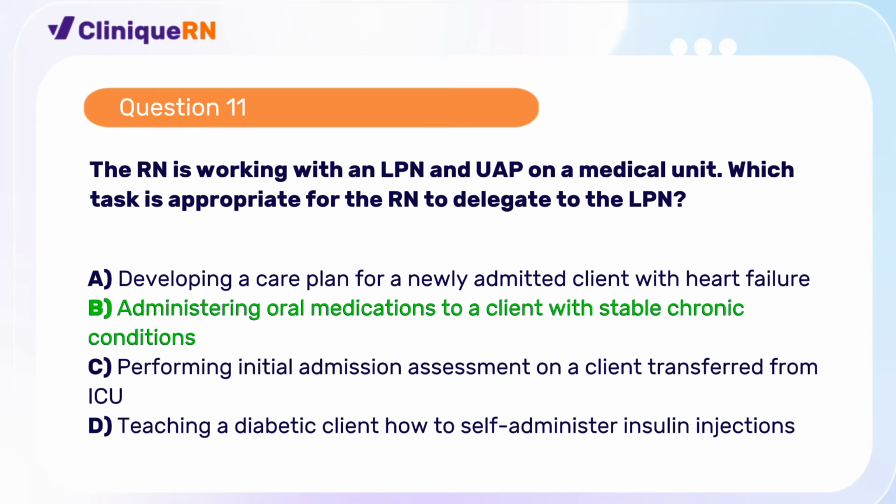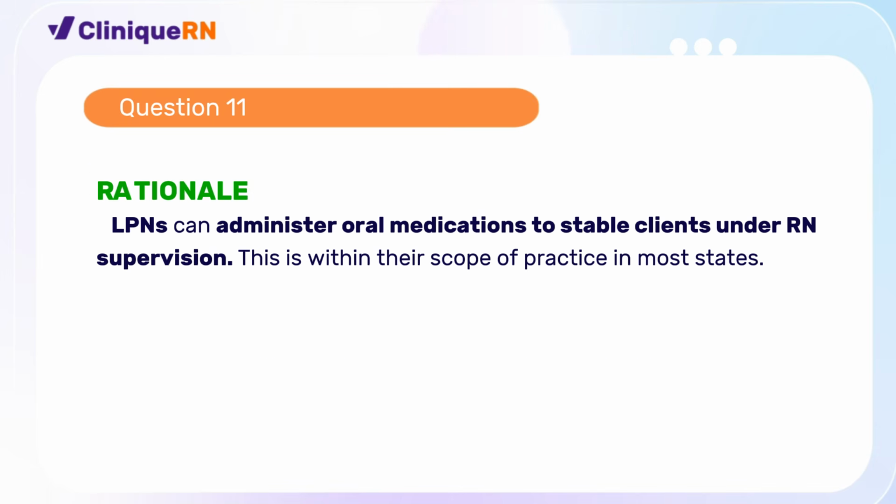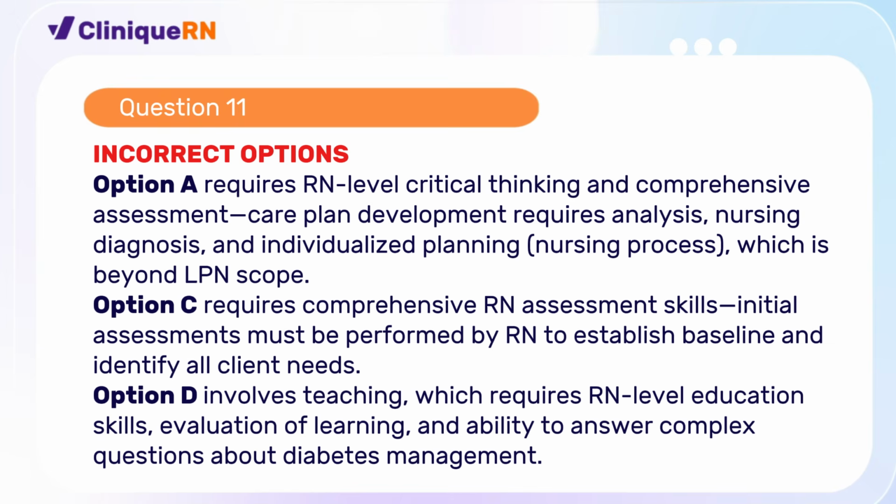Correct answer is B. Administering oral medications to a client with stable chronic conditions. Rationale. LPNs can administer oral medications to stable clients under RN supervision. This is within their scope of practice in most states. Option A requires RN-level critical thinking and comprehensive assessment. Care plan development requires analysis, nursing diagnosis, and individualized planning, nursing process, which is beyond the LPN scope.